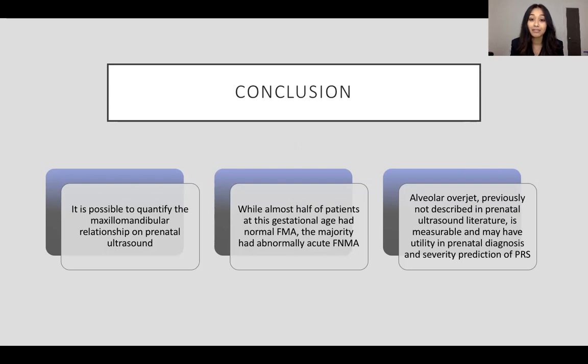We have exciting research coming in the works still. We're hoping to do a comparative analysis, a case control study, so that we can compare the patients that we have so far to a normal group and see if it's possible to diagnose PRS prenatally instead of just scoring for the severity.